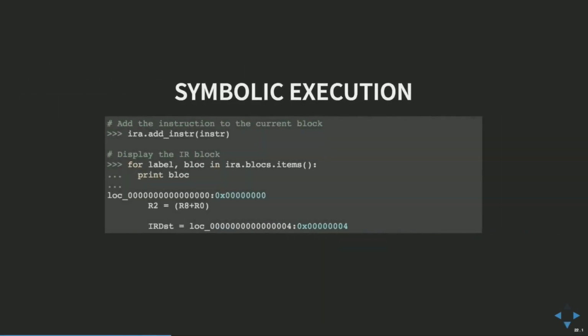So what we can do next is symbolic execution. So first we take this instruction, add it to a block with an add instruction function, and then we can display the current block by iterating over all of the elements. So that's one block. The block starts at address 0. It only has one instruction, and this weird stuff, IR destination, that's the internal MySM PC, so we don't really care about that. And here, that's much nicer than the previous representation. R2 is just equal to R8 plus R0.